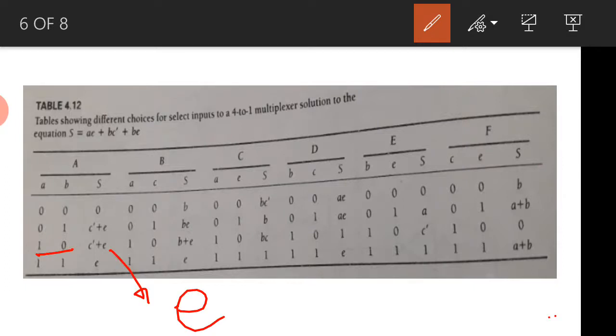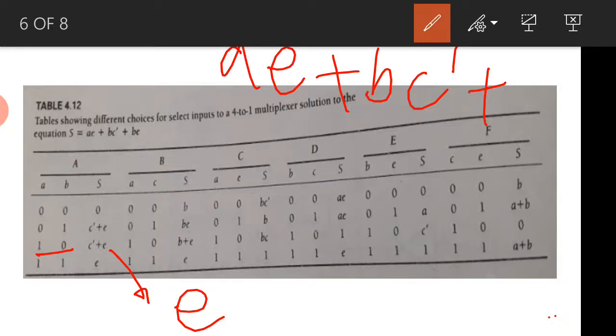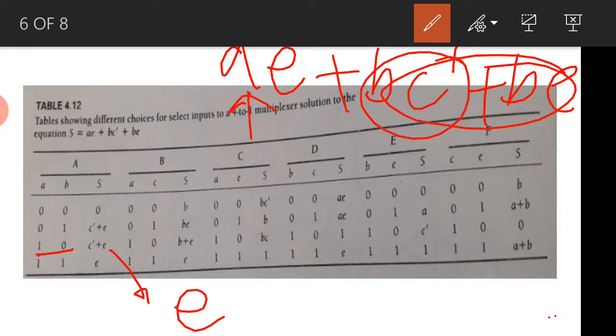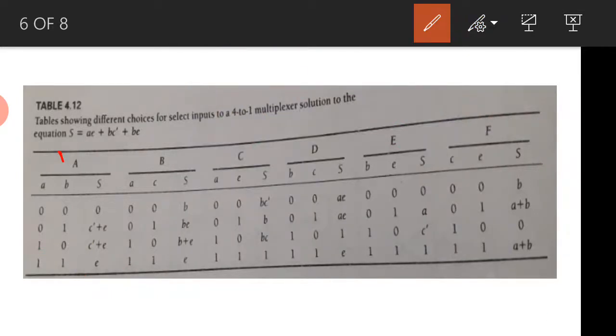Okay, 1 0 it will be, because, as I said, AE plus BC bar plus BE. If it is 1 0, 1 means A is 1, B is 0, so these 2 terms will be 0. AE means it is 1, so it is exchanged here. For 1 0 combination E will be there, for 1 1 combination C bar plus E. Okay, so when AB is taken as select line, these are the outputs. When AC is select lines, these are the outputs, AE, BC, BE, and CE.